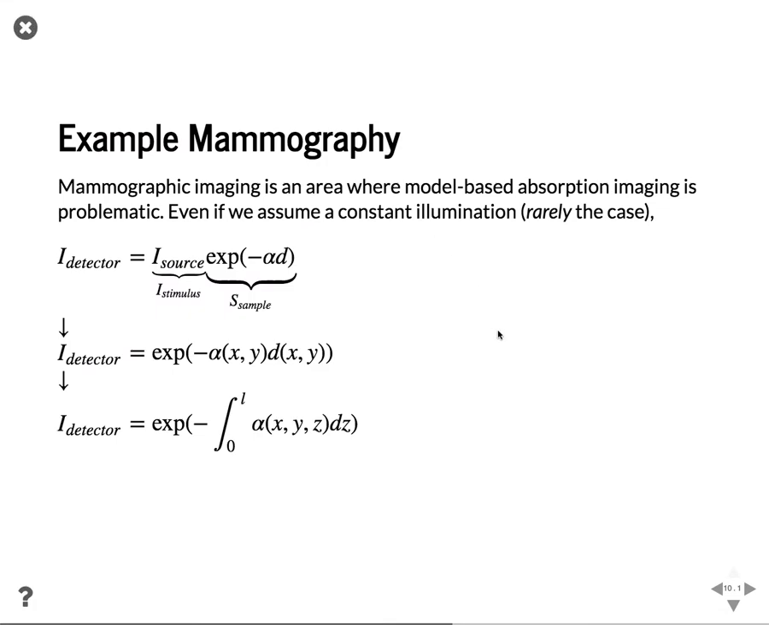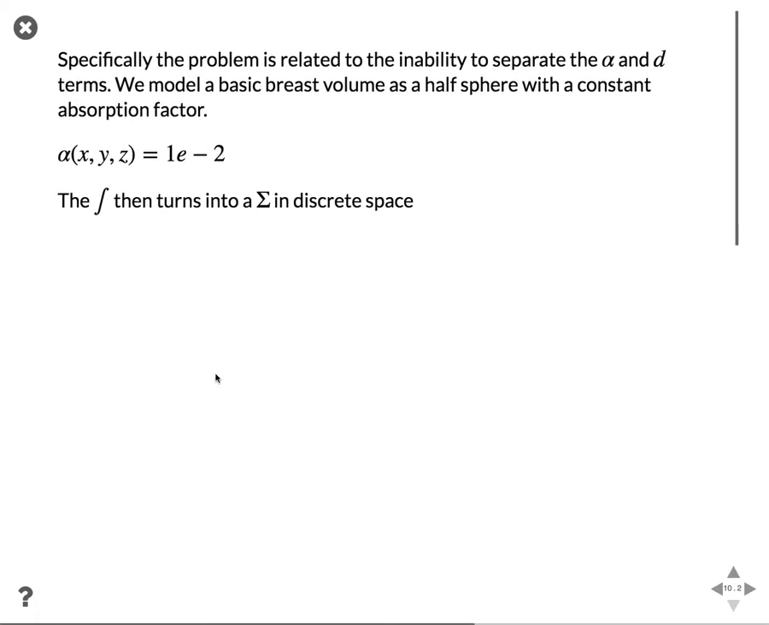So the principles behind it are the same as what we've talked about so far. You have a detector, you have a source, you have this exponential decay. You have a continuous sample, so in this case, it becomes an integral, where you have different alpha coefficients at every point inside the breast. And then you have a differentially small thickness along the projection axis that you integrate over. And so it's specifically quite difficult to separate this alpha and this D.